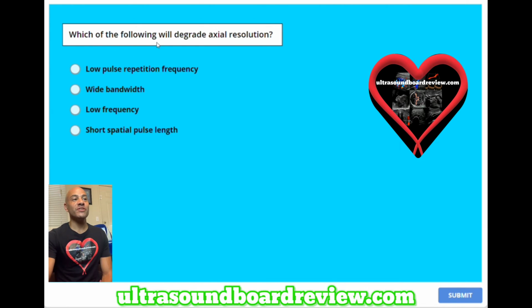Question 31. Which of the following will degrade axial resolution? A, low pulse repetition frequency, B, wide bandwidth, C, low frequency, or D, short spatial pulse length? The answer is C, low frequency. These other choices here will improve axial resolution.